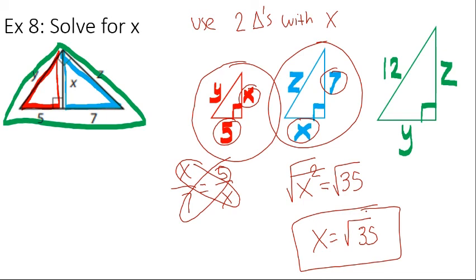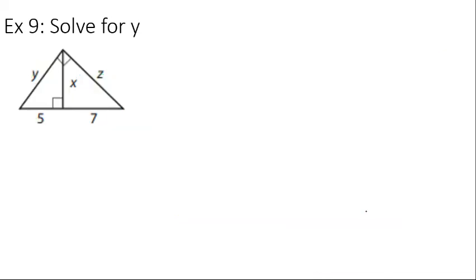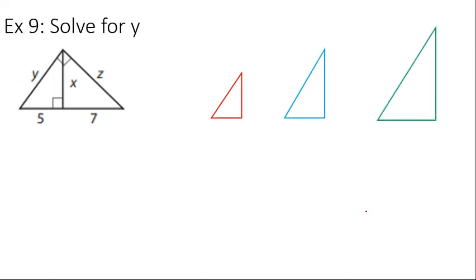All right, so next one over here. I want to solve for y. Again, it's my triangles here. So I know my small one right here is 5. This is y. And from my previous problem, x was square root of 35. Now my middle one over here is this one. So I know this side over here is x, or this is square root of 35. This side 7, and this side is z. And in my big triangle, this side's y, this side over here is 12, and this side is z.